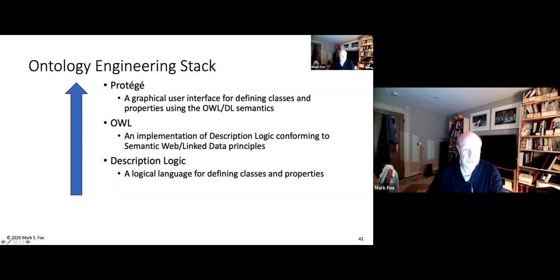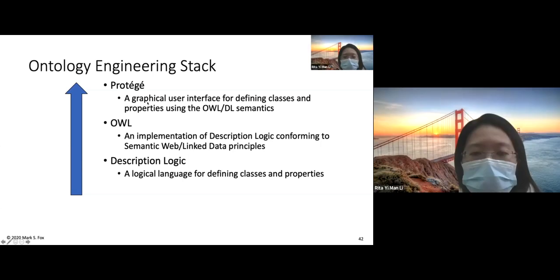And then Protégé is a user interface, a tool that is a graphic interface for constructing ontologies that are represented using OWL and can be placed on the internet and are accessible on the internet.